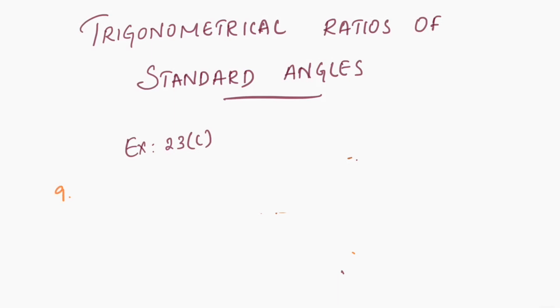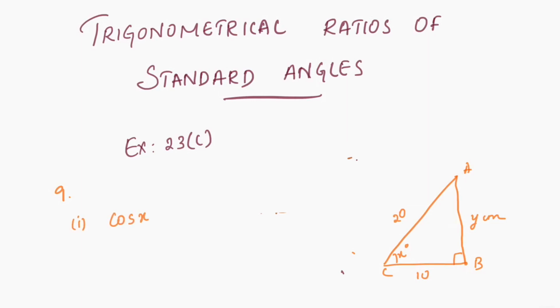From the given figure. A figure is given to us. Let me draw the figure. It's a triangle ABC, with Y centimeter, X degree, 20 and 10. So the first thing you need to find out is cos X. What is cos X from the figure?